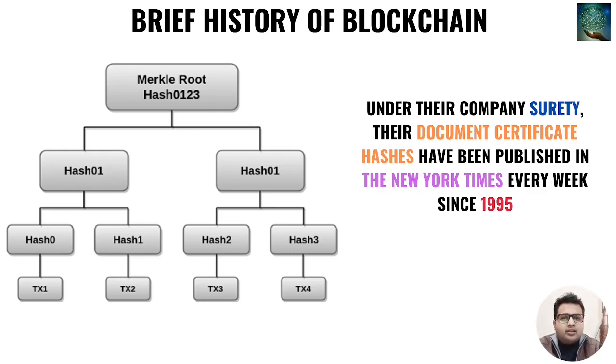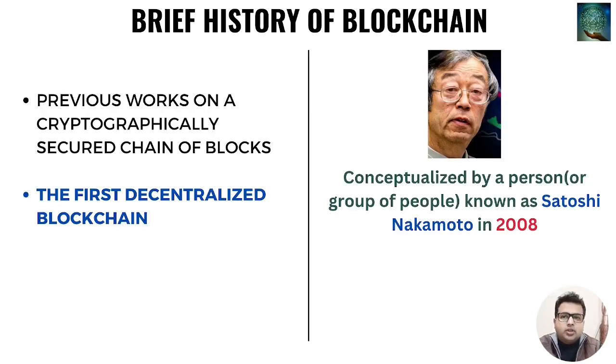So we can see that blockchain is not a new thing. In 1982, the idea of reliability of data started emerging. In 1991, some designs were implemented. A major breakthrough for blockchain technology was the first decentralized blockchain, which was conceptualized by a person known as Satoshi Nakamoto in 2008.